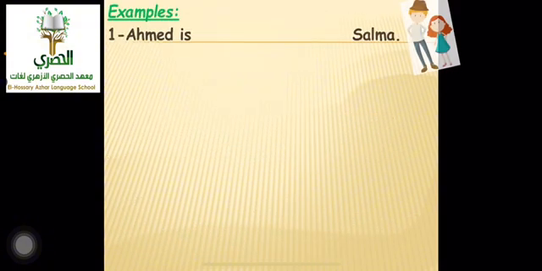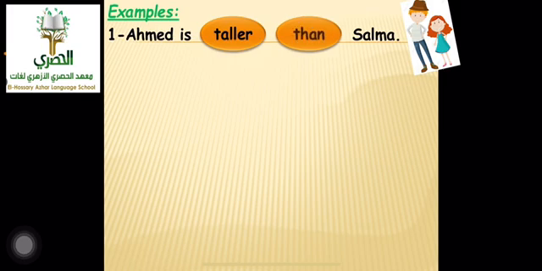Let's see some examples together. Number 1. Ahmed is space Salma. Ahmed is taller. Taller Salma? No. ER can't stand alone. We need than. Ahmed is taller than Salma.